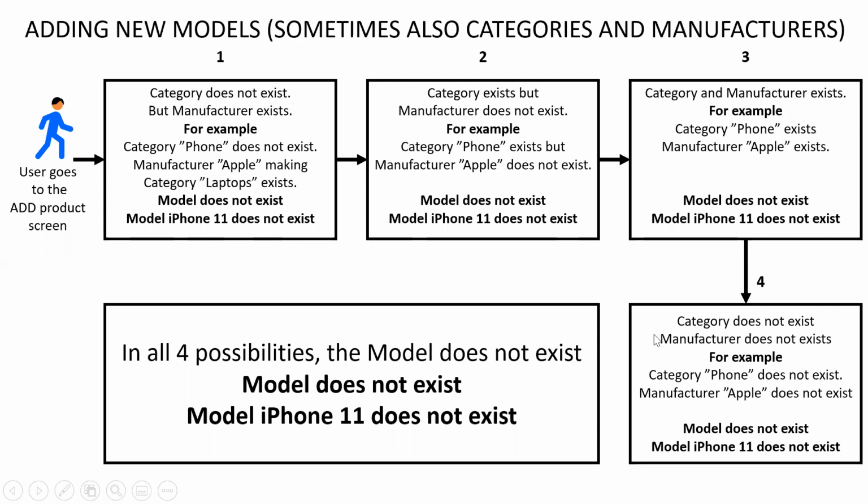Now let's add one more case where a model exists. So it means mandatorily a category and a manufacturer exist if a model exists. So let's add that case also.